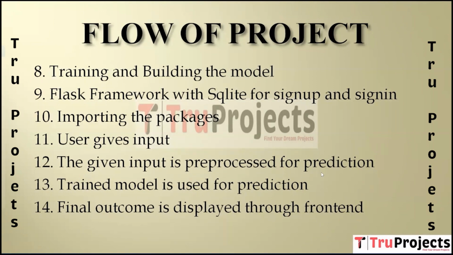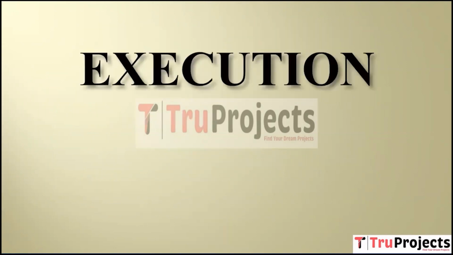Pre-processing the user input to align it with the format expected by the trained machine learning and deep learning models. Next, we have the trained model used for prediction. The pre-processed input is fed into the trained model for prediction. And the last one here, we have the final outcome displayed through the front end. The model's predictions are communicated to the user through the front end of the web application, providing the final outcome of the GDP prediction.